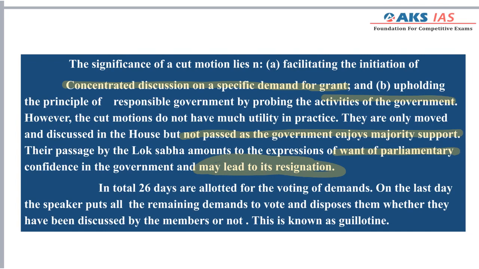So on the whole, 26 days are allotted for voting on demands at the fourth stage, and on the last day the Speaker, if they are unable to conclude the discussion by the 26 days, puts the remaining demands to vote and disposes of them, whether they have been discussed or not by the members. This process is called the guillotine, where all the demands for grants are put together and declared passed.